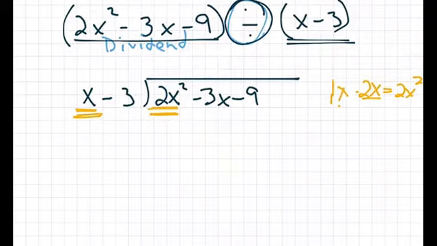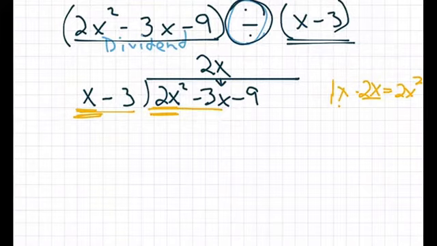Well, 1 times a 2 will give me 2, and x times an x gives me an x squared. So 2x is what I put up there. Now notice, I lined up my x to the 1 with my x to the 1 because I'm doing a binomial into a binomial. All right.